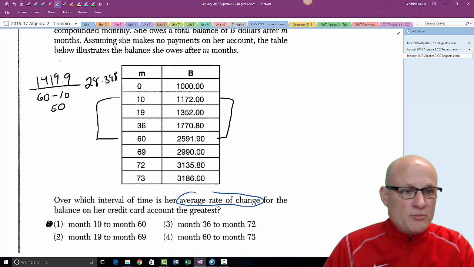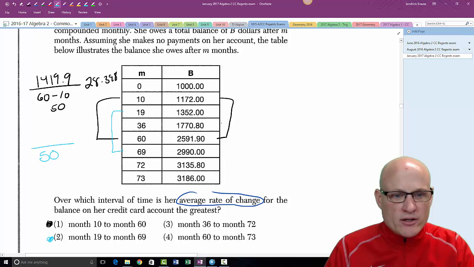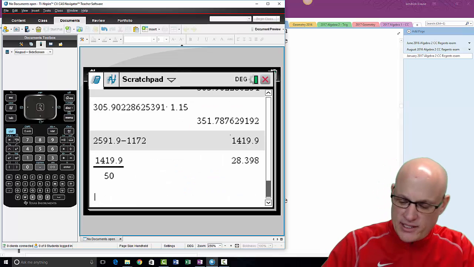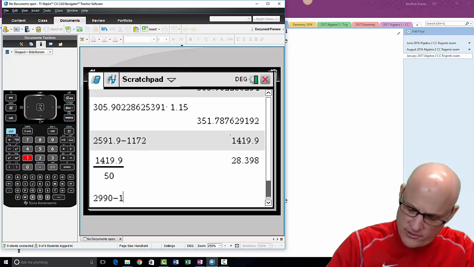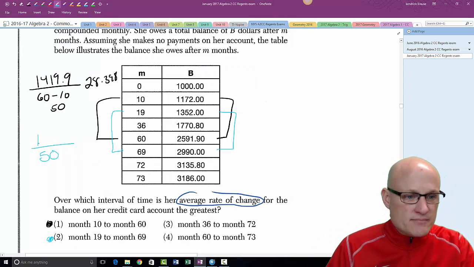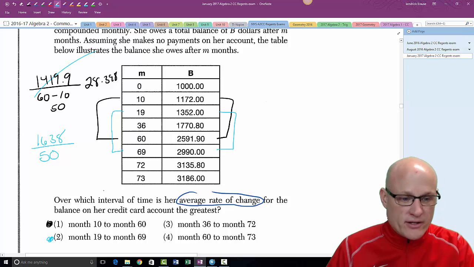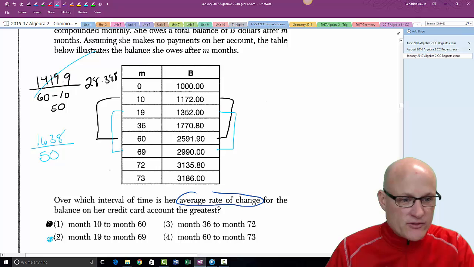Next one I'll do in blue. From 19 to 69. So the denominator is still 50. And the numerator is going to go for these two, 2990 minus 1352. I get 1638. So that's bigger than that. Divided by 50, I get 32.76.